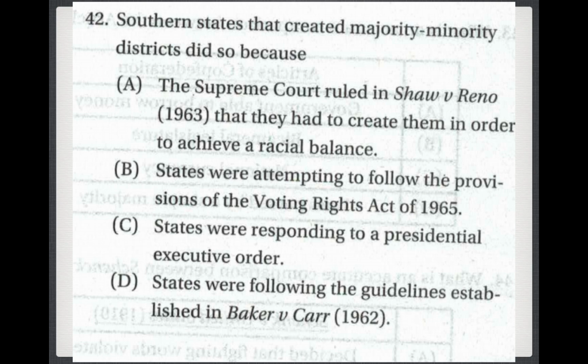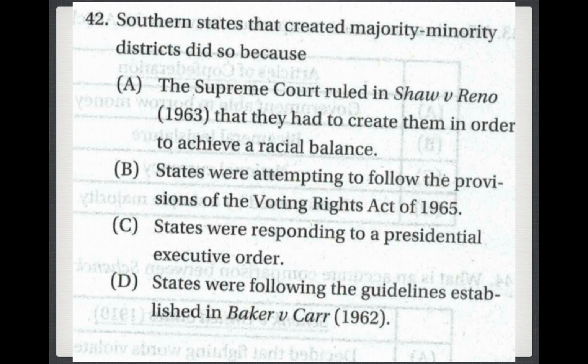Well, let's look at this one. So is it A, the Supreme Court ruled in Shaw versus Reno in 1963 that they had created them in order to achieve a racial balance? B, states were attempting to follow the provisions of the Voting Rights Act of 1965. C, states were responsible for presidential executive orders. Or D, states were following the guidelines established in Baker versus Carr in 1962.